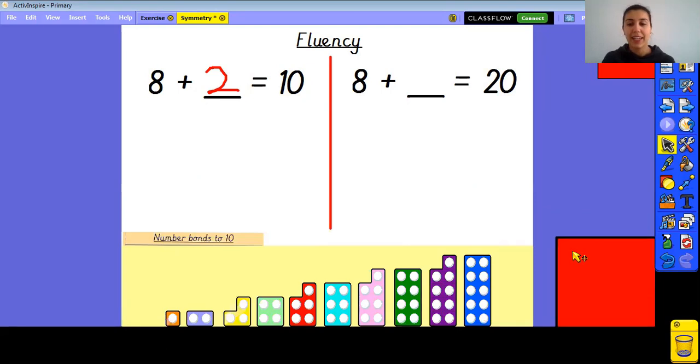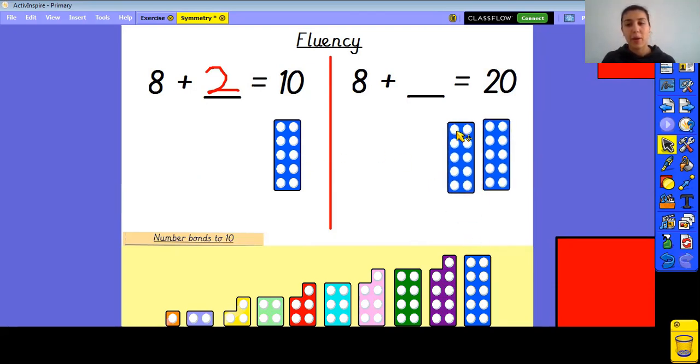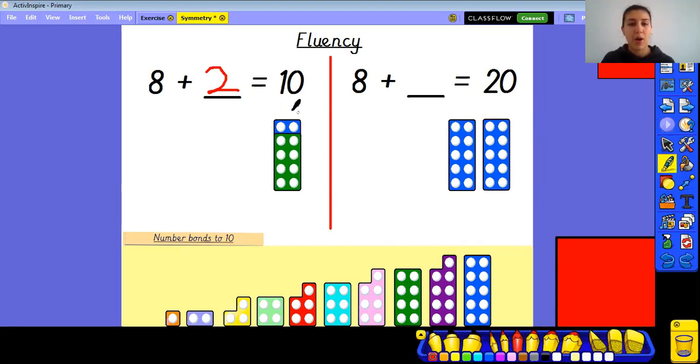Well, the number 10 is made up of 1 ten, and the number 20 is made up of 2 tens, but they are both made up of tens. 1 ten and 2 tens for 20. So let's have a look then at this represented with our Numicon. So 8 is what I'm starting with. What do I need to add to my 8 to make my whole 10? That's right, I need to add 2.